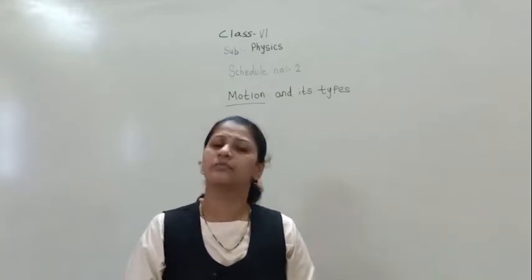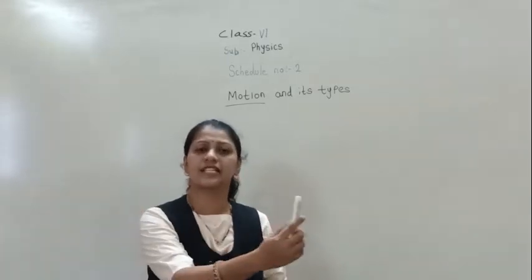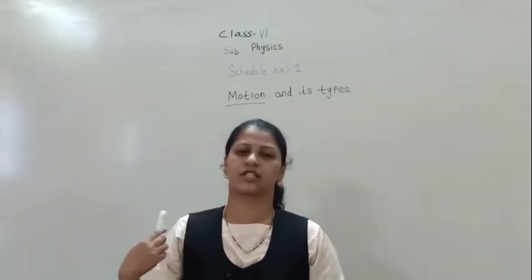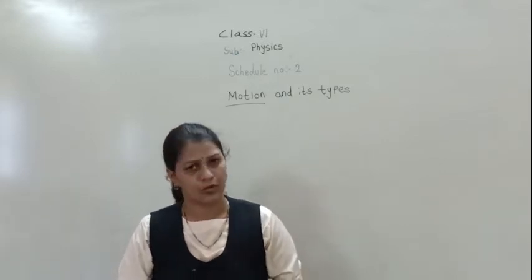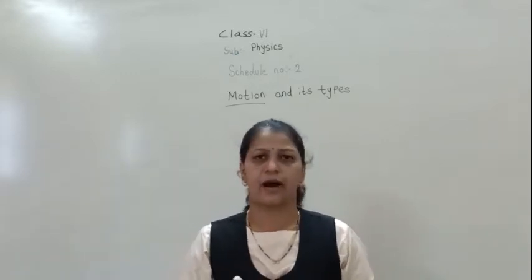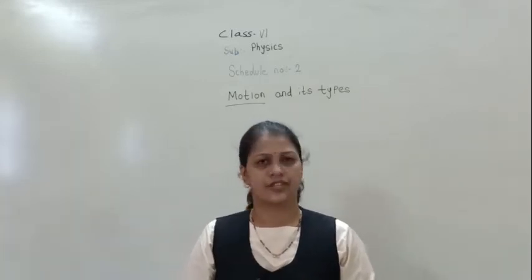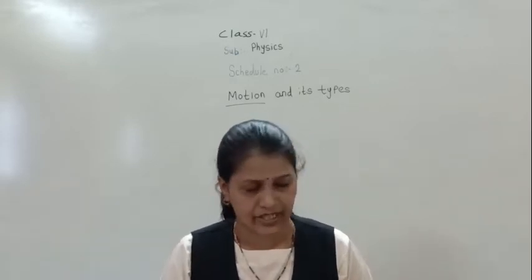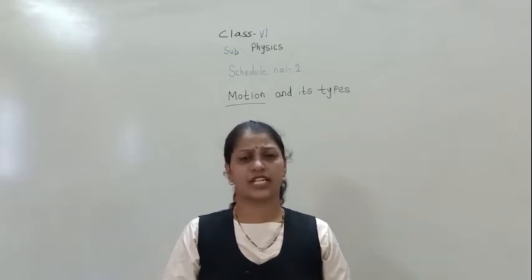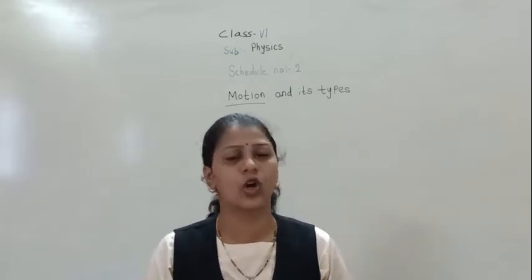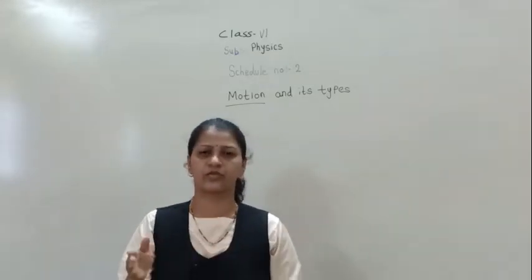Then we have discussed circular motion. When an object moves in a circular path, such a motion is called circular motion. Along with that, we have discussed rotatory motion with a fixed axis. When an object moves about a fixed axis, such a type of motion is called rotatory. Then we have discussed vibratory, which means which vibrates. Then we discussed oscillatory motion, when an object moves to and fro.